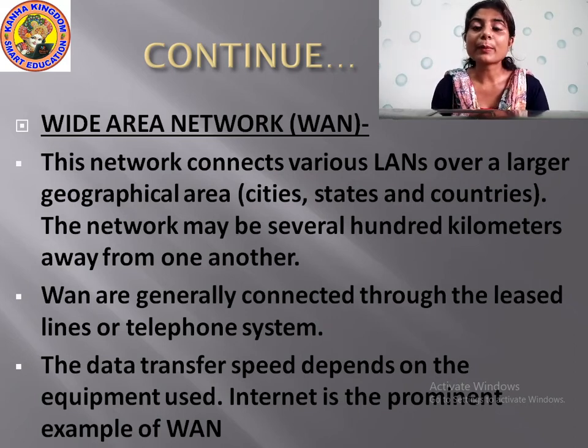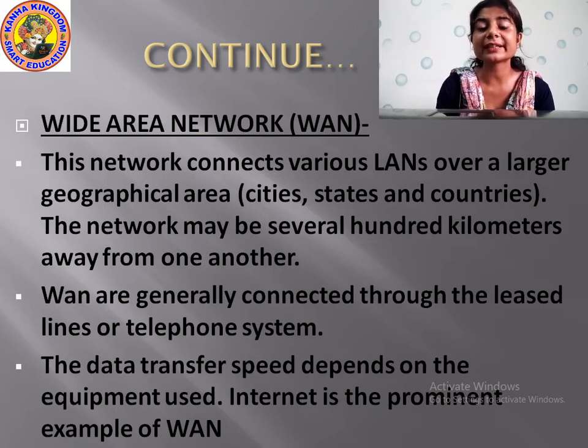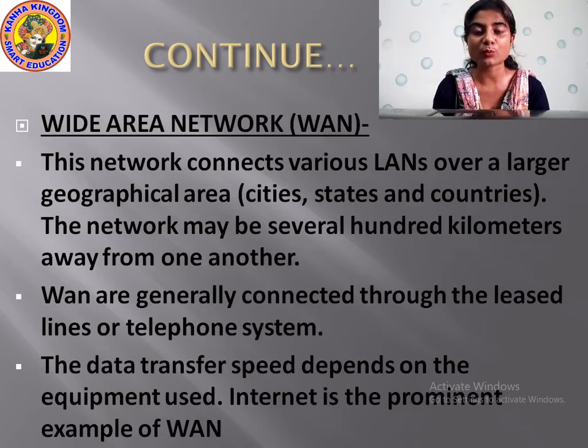The data transfer speed depends on the specific equipment you are using. What kind of equipment or what kind of system you are using, it depends on that. Understood? And this type of network is spread. It can spread its network within the city, state, and country. That is why it is called a wide area network.